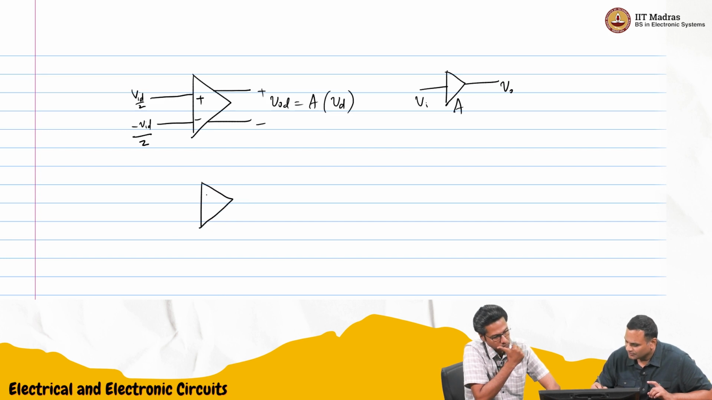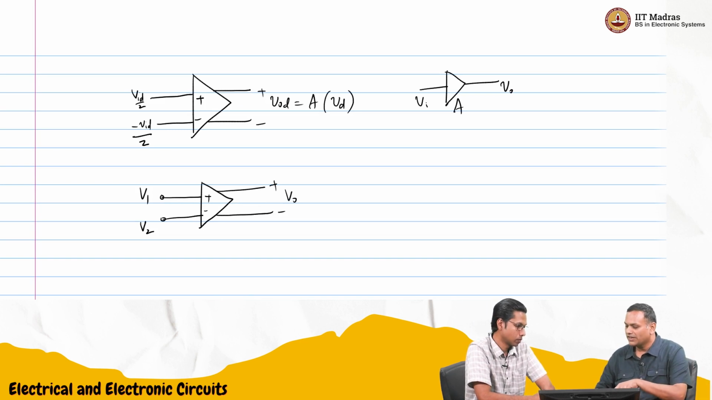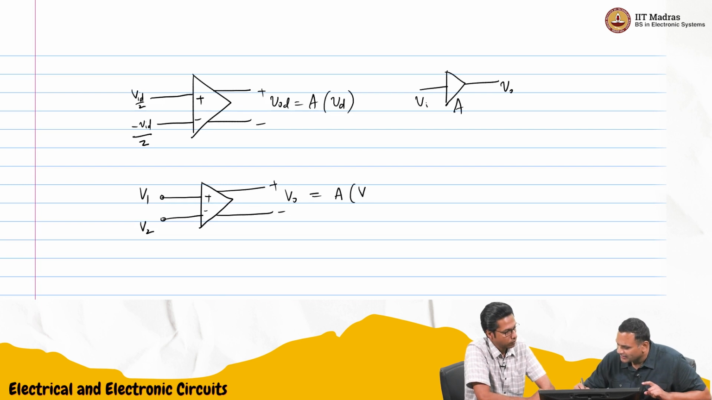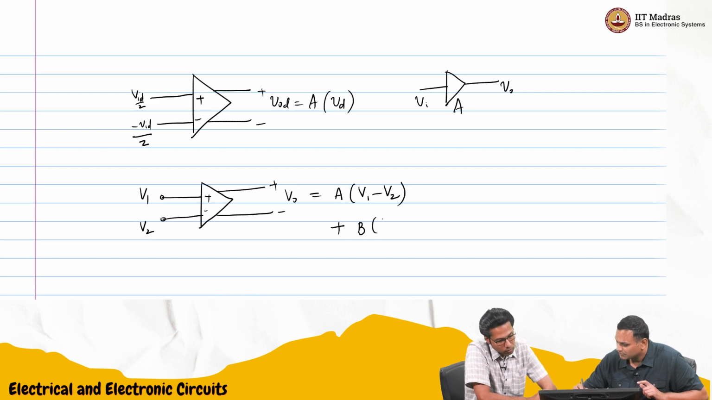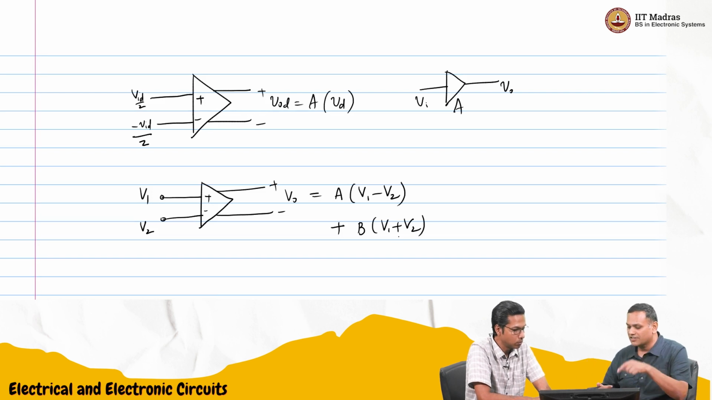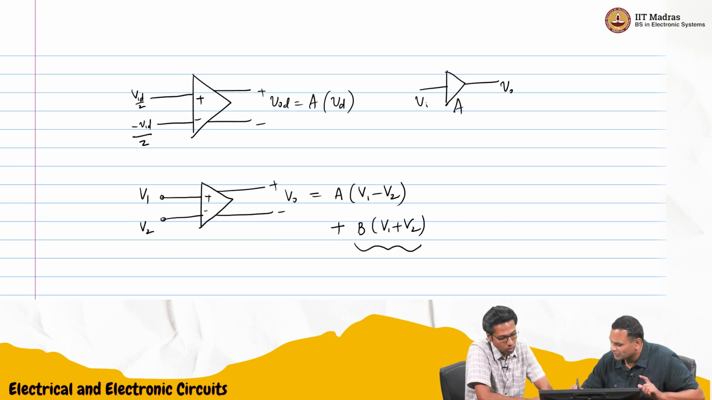I give V1 and V2. Now for your Vo, you are interested in A into V1 minus V2. But if you give not just plus Vd by 2 and minus Vd by 2, but some general V1 and V2, you are interested in this, but you may also get this component. And this is your common mode component.